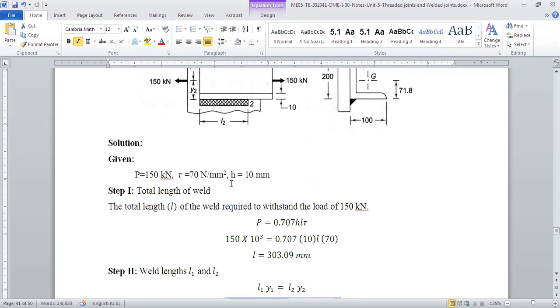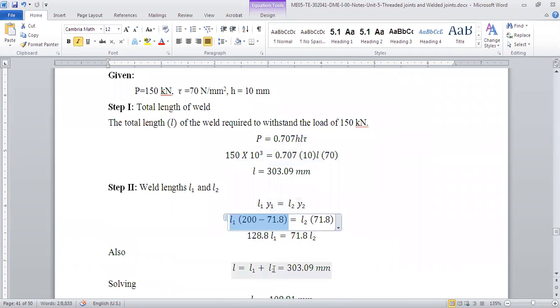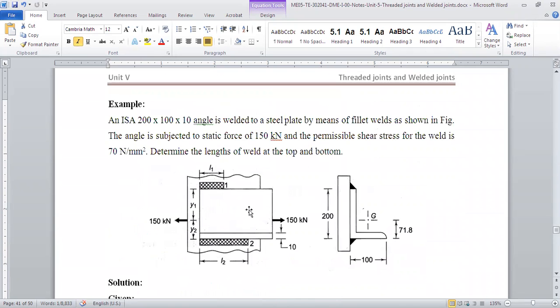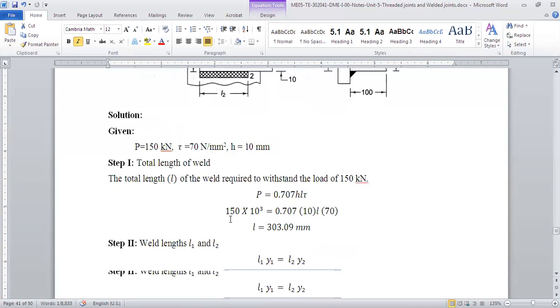So there are two relations. L is equal to L1 plus L2, which is 303, and L1 into Y1, where Y1 is 200 minus 71.8. I calculated 128.8, but this is not 128.8, this must be 128.2, a typing mistake from my side. So L1 times 128.2 is equal to L2 times Y2. L2 we have to calculate, and Y2 is 71.8. So Y1 and Y2 are the distances of the center of gravity from the top and bottom welds.